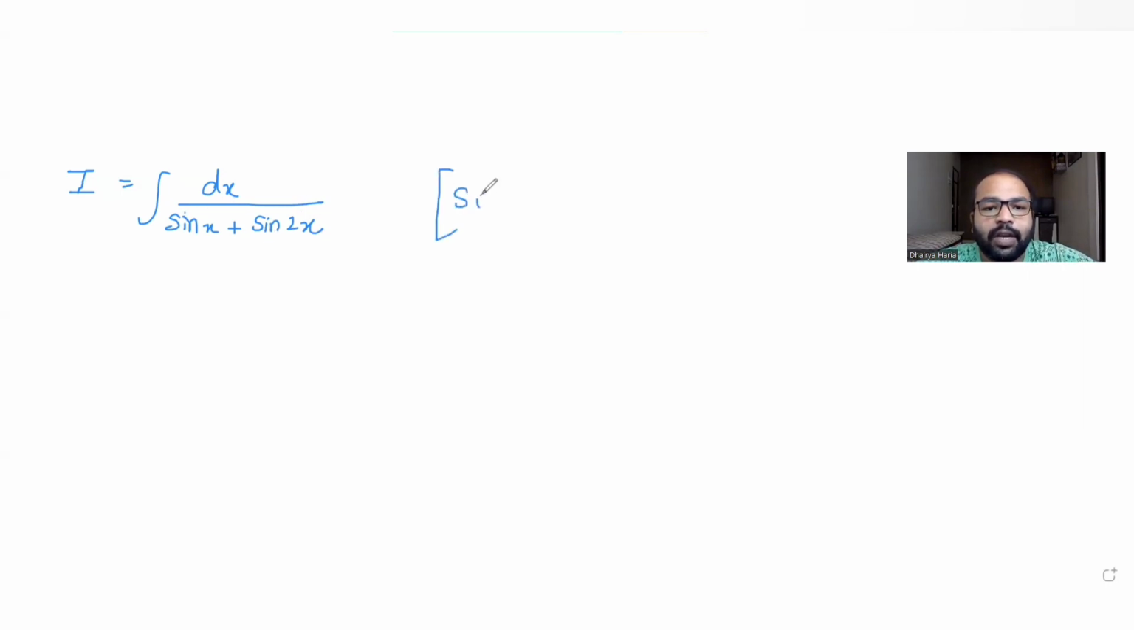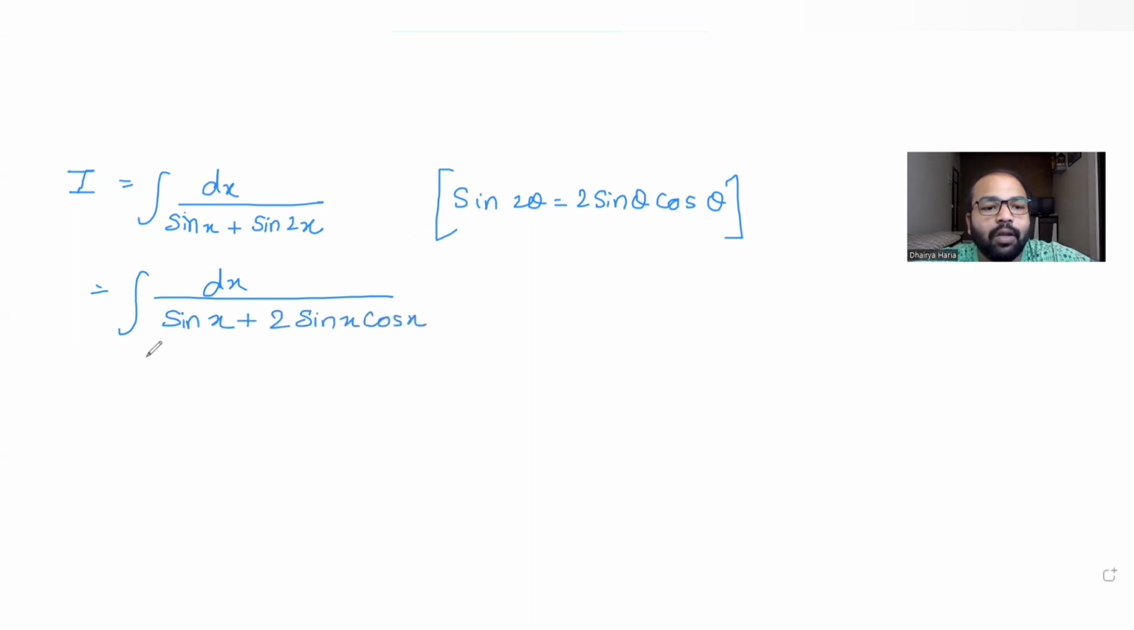We already know that sin 2θ is 2 sin θ cos θ. So I can use this idea to write the integral of dx upon sin x plus 2 sin x cos x. Further, I can see sin x can come common here. If I take sin x common, what I get is 1 plus 2 cos x.